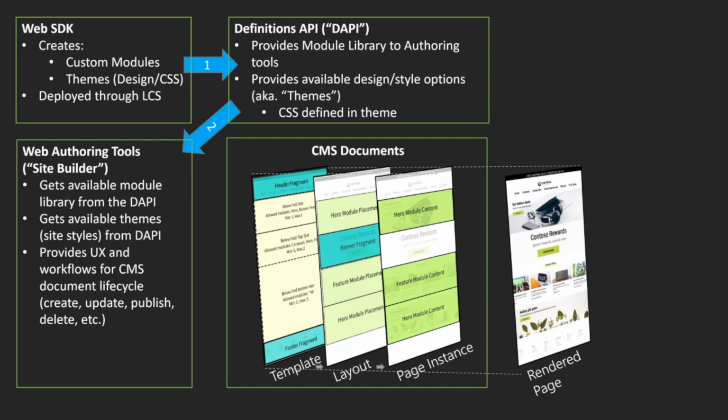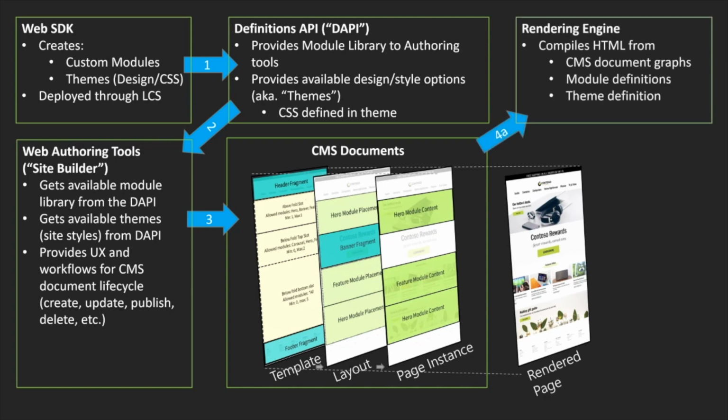And once the Site Builder tool has those definitions, then it knows what module definitions to write into our content management system. So this is where your authors are creating pages, and before that, when you're setting up your templates and your layouts and your fragments, those are all coming from those module definitions that Site Builder is then writing to the CMS. Now our render engine, when the request comes in, is getting the content documents, all those entities from the CMS.